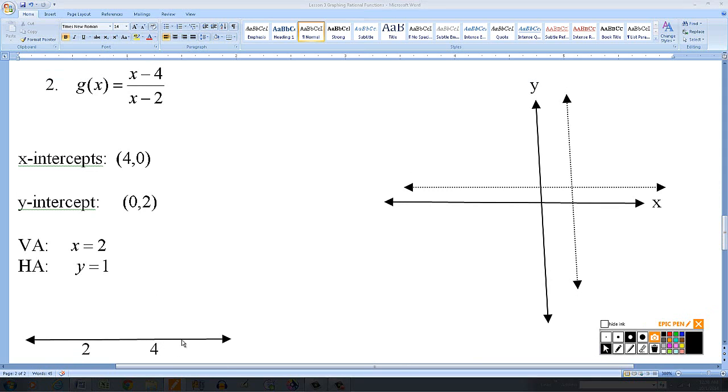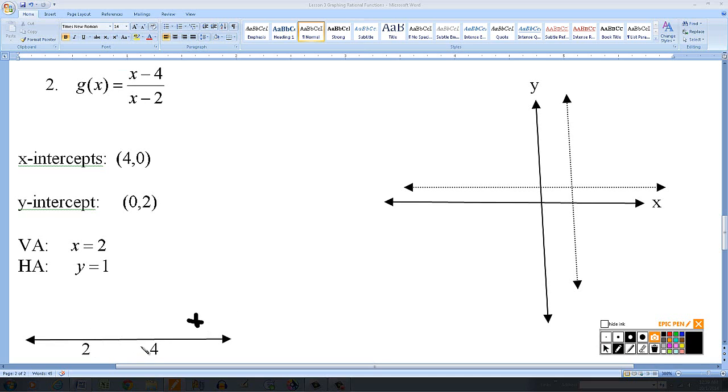So to the right of 4, I put a 5. 5 minus 4 is positive. 5 minus 2 is positive. Positive over positive is a positive. So in here, to the right of 4, the graph is above the x-axis.